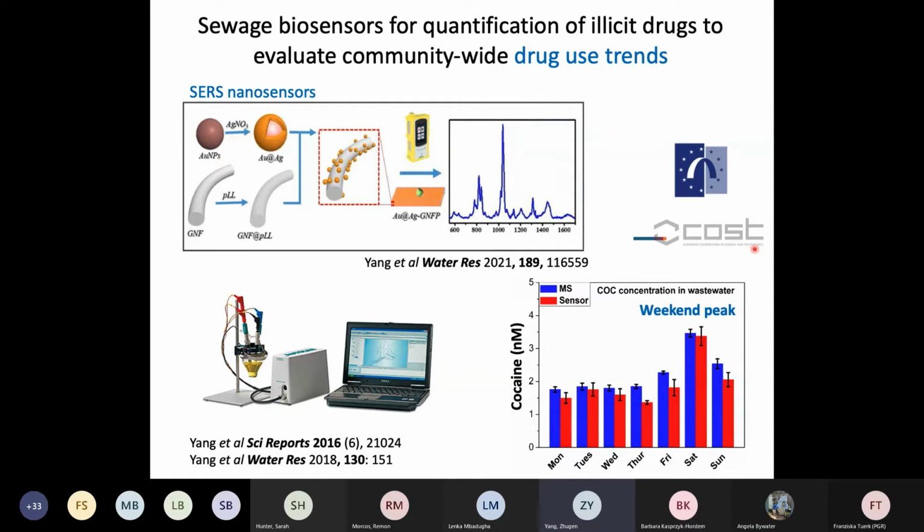So this is a very brief overview of these sensors for chemicals. But again, as Barbara highlighted, it's very challenging to develop really sensitive and field-based sensors for online detection. But we are making efforts to improve.